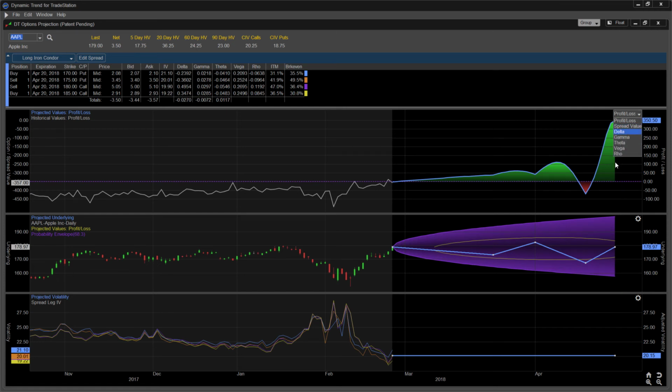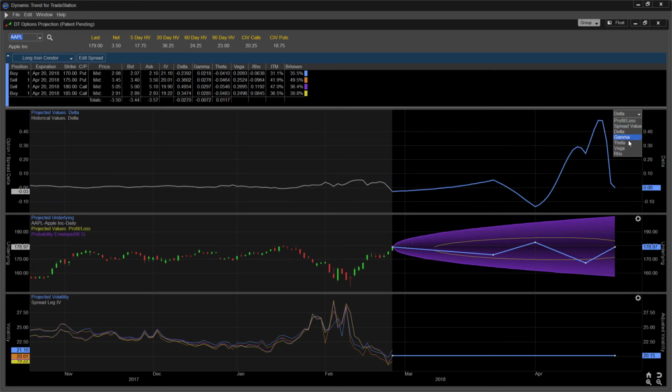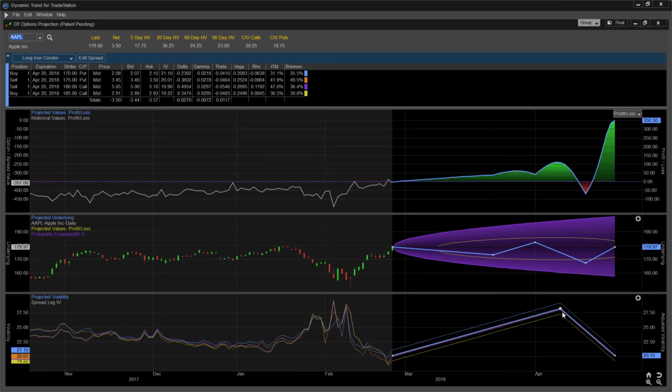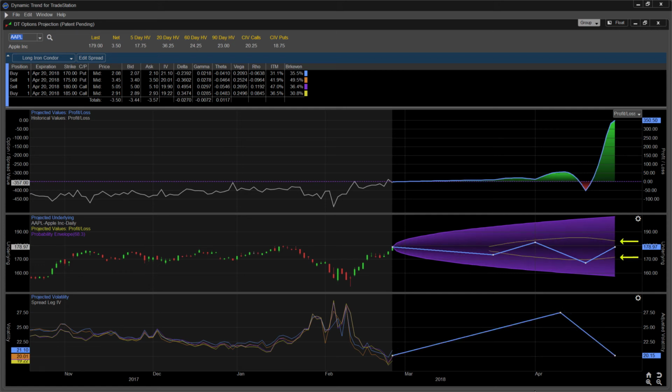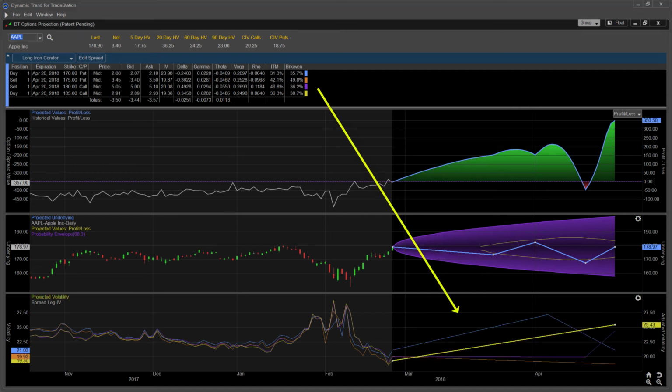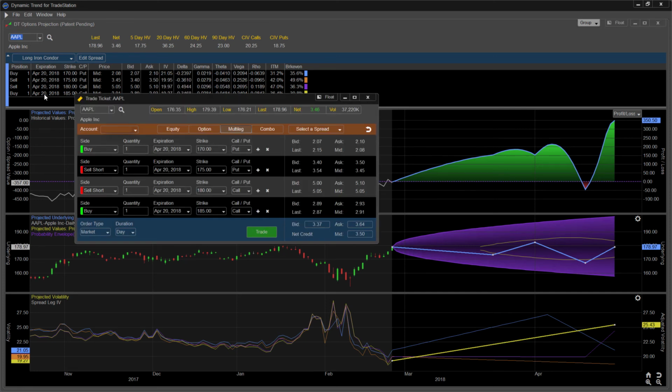What is the delta profile? Or the theta profile? What would happen if volatility increases on any selected day? Notice the upper and lower boundaries are recalculated when the volatility changes. Or change volatility for each leg individually on any selected day. Volatility legs are color coordinated with each spread leg. And if you're broker enabled, you can simply click to trade the spread.